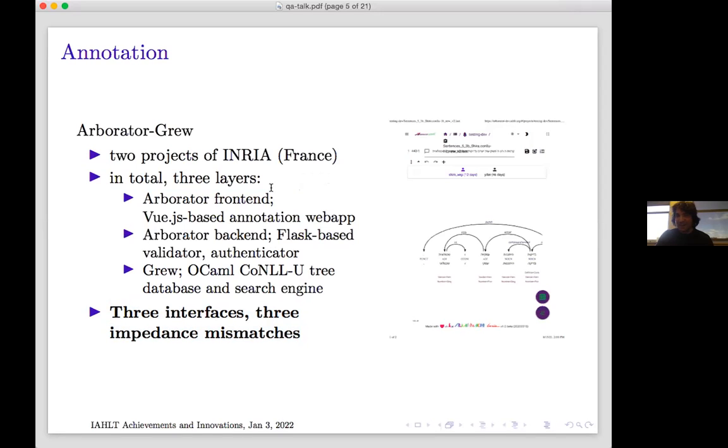So above the Arburator front end is the person entering data into Arburator. So there's the third interface. So we have the human Arburator interaction. We have the Arburator interaction going from front end to back end. And then we have the Arburator GRU interaction. And at every point here, there's the possibility for something to go wrong.